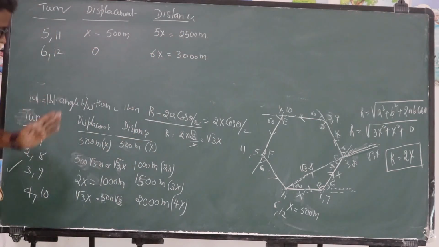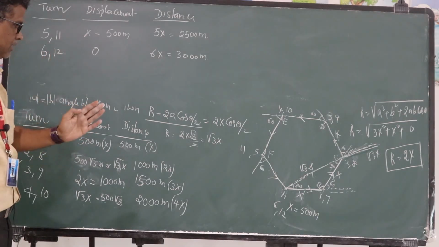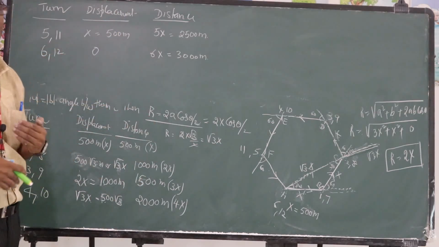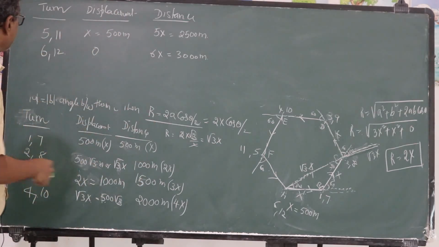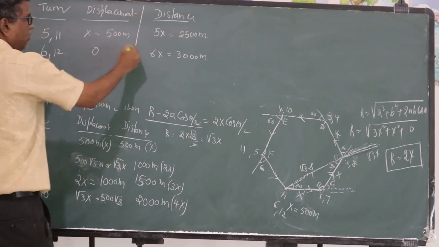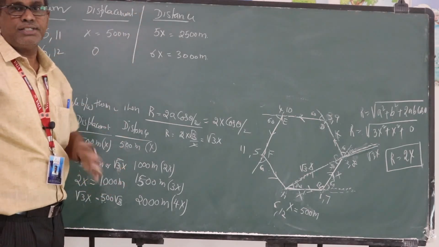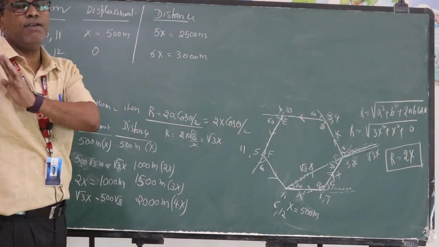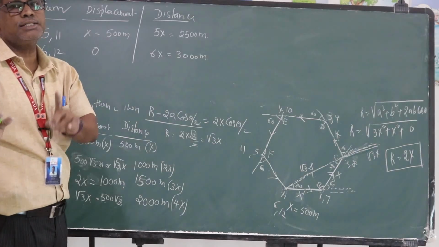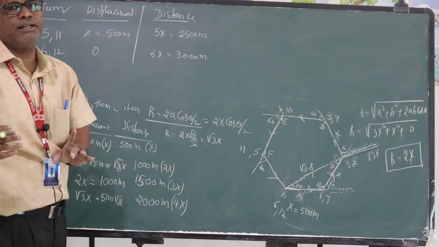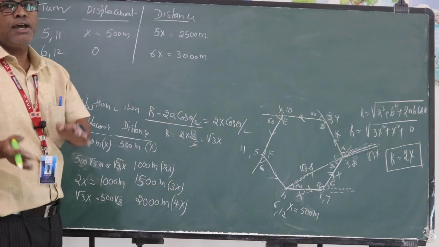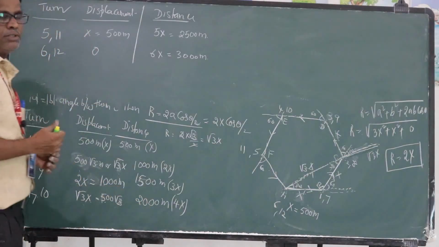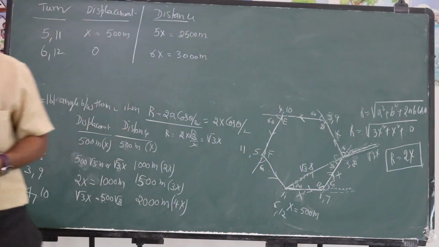Like this, every 6 laps, distances gradually increase, but displacement repeats its values. Here you have to note, distances will add, but displacement you will get the same answer. Distance goes on increasing. Every turn, distance increases by 500 meters. Keep this point in mind. But displacement repeats after every 6 laps. This is the problem and this is the solution for this problem. Okay? Clear?